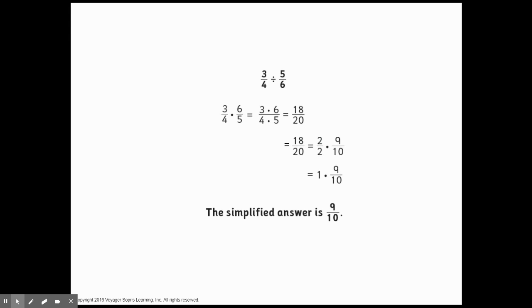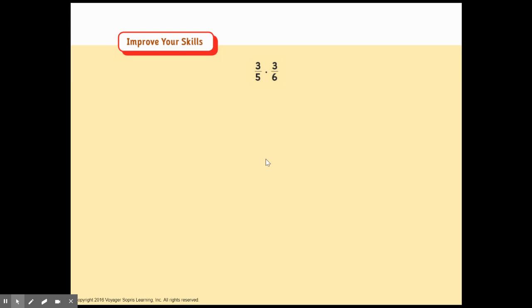Let's look at a problem. There are some common mistakes we can make when we multiply or divide fractions. One student says to multiply 3/5 by 3/6, we need to invert the second fraction and multiply across. The product is 18 out of 15. The answer is not correct.